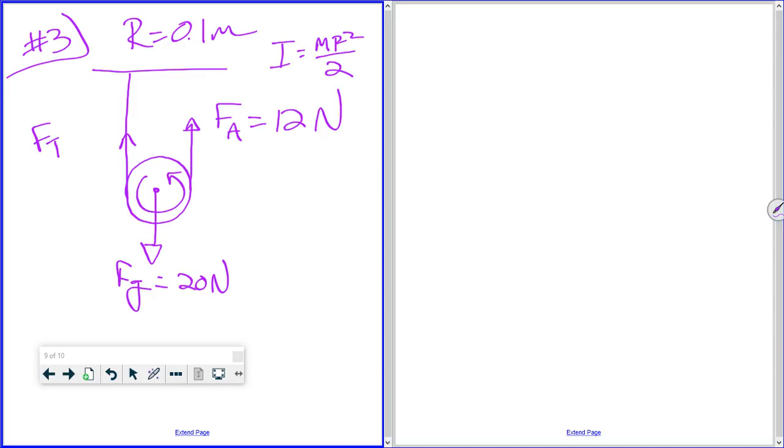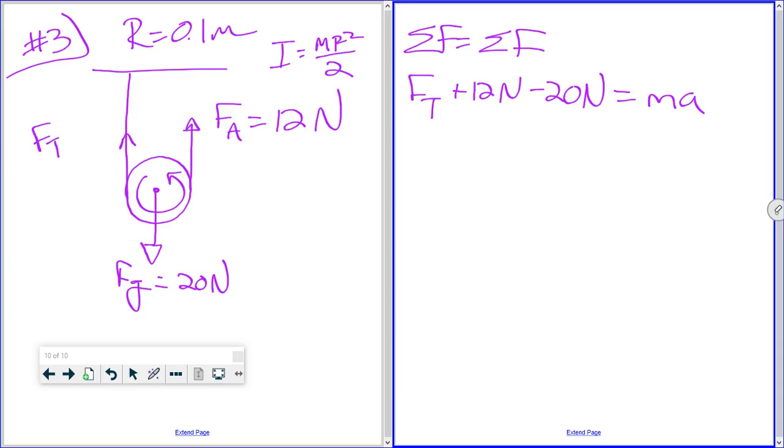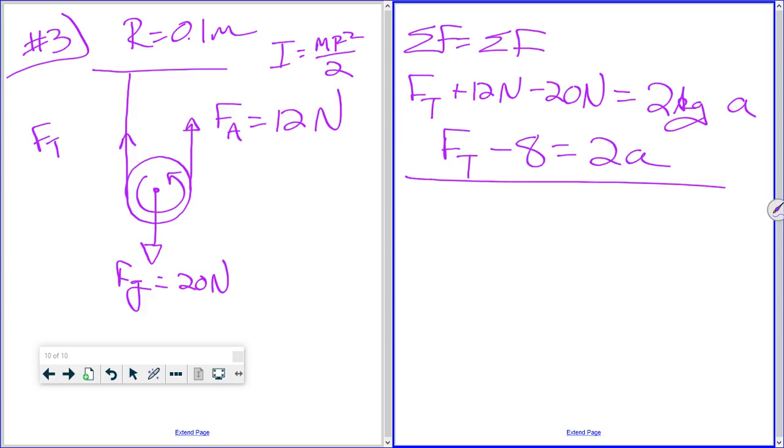Cool. So, net force equals net force. So that means that my tension force plus 12 newtons minus 20 newtons has got to equal MA, right? Oh, we know what M is, right? Simplify this, you get tension force minus 8 equals 2A. There's one equation. Good?